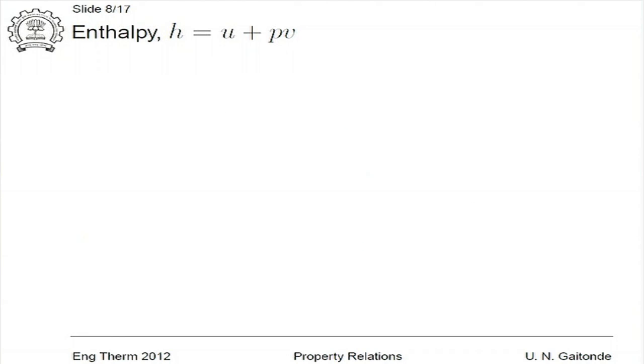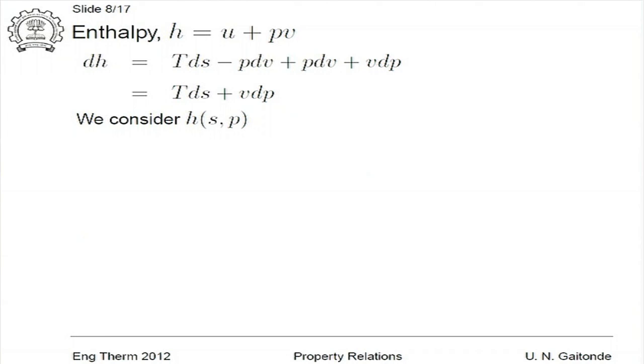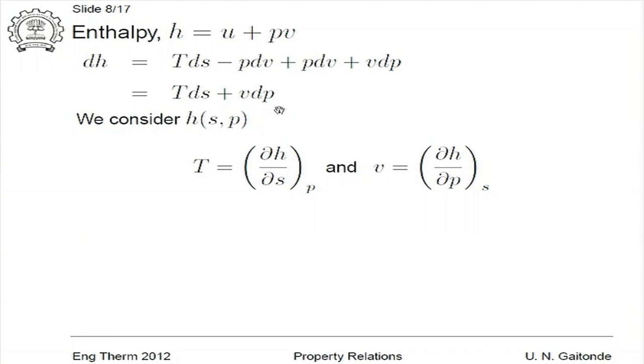Now, let us come to enthalpy. It is defined as U plus PV. So, if you take its differential and expand it and use the property relation for TdS, you will get dH equals TdS plus VdP. So, now we consider enthalpy to be a function of entropy and pressure, because we have dS and dP here. And we immediately get temperature to be partial derivative of enthalpy with entropy at constant pressure, and volume to be partial derivative of enthalpy with pressure at constant entropy.